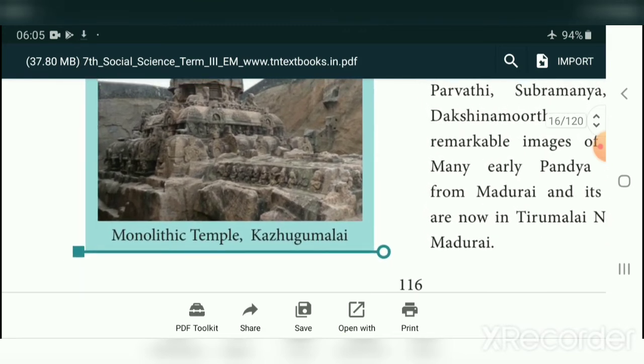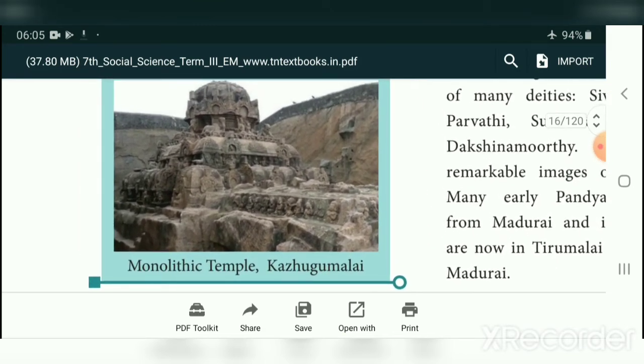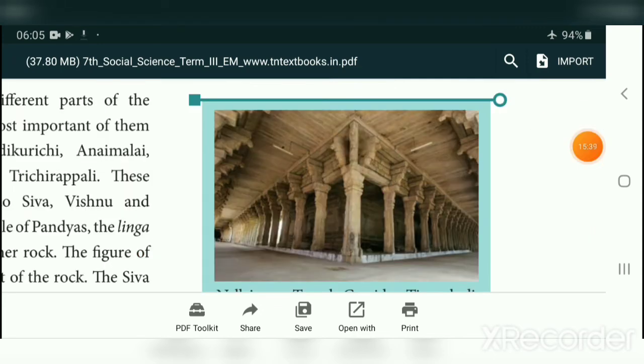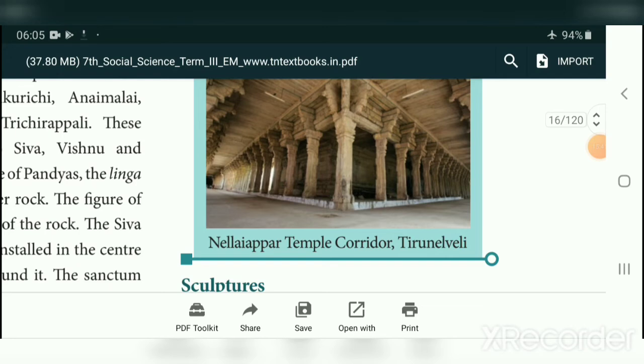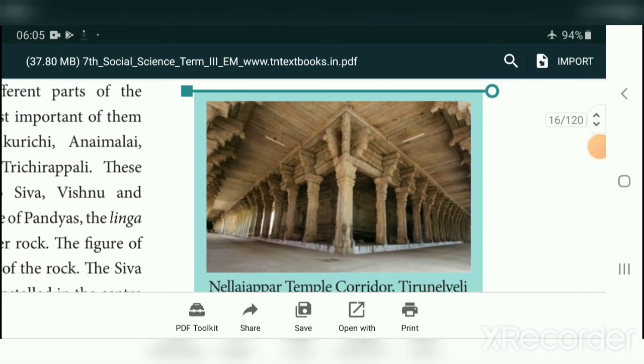You see this picture. This is Kalugumalai Vettuvan Koil temple. It is not completed. It is fully made up of a single rock, which we call a monolithic temple. See here, this is the Nelliyappa temple corridor. It is in Tirunelveli.